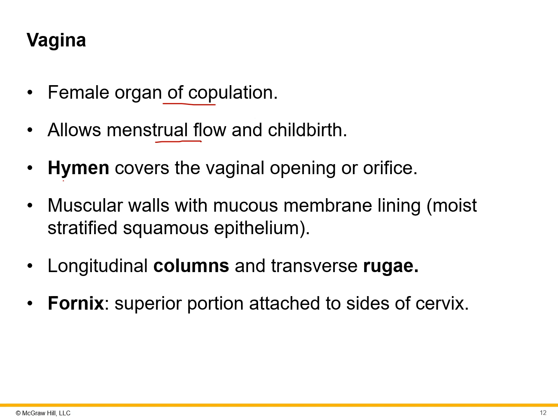One of the parts here called the hymen, this actually covers the vaginal opening or orifice. And then the muscular walls, they have mucous membranes lining it, made up of stratified squamous epithelium. And then the longitudinal columns, we also have what's called the transverse rugae, and then the fornix, which is the superior part that attaches to the sides of the cervix.